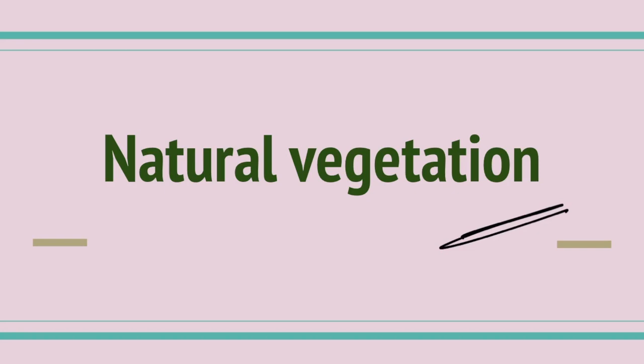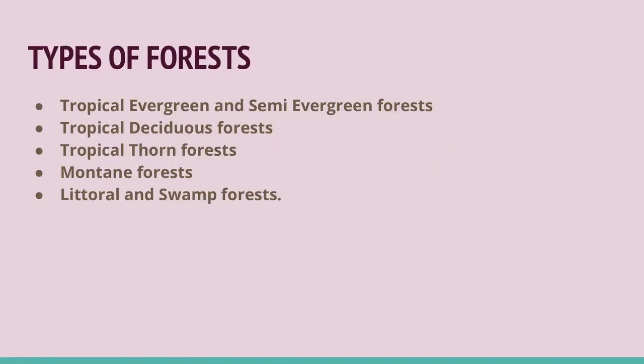On the basis of certain common features such as predominant vegetation type and climatic regions, Indian forests are divided into 5 types: tropical evergreen and semi-evergreen forest, tropical deciduous forest, tropical thorn forest, montane forest, littoral and swamp forest. Let us discuss tropical evergreen and semi-evergreen forest.